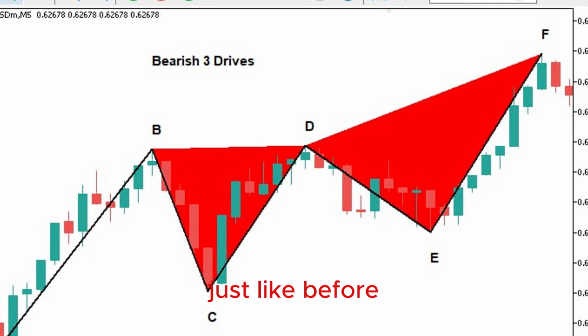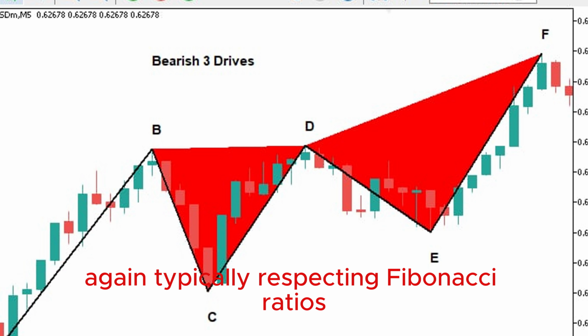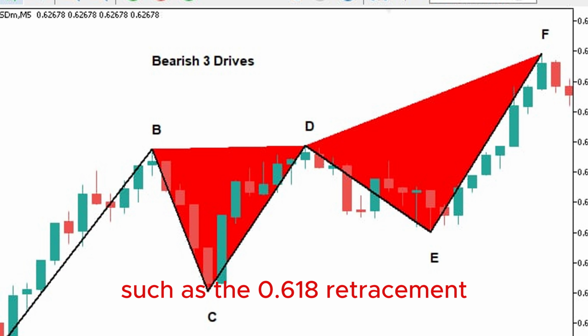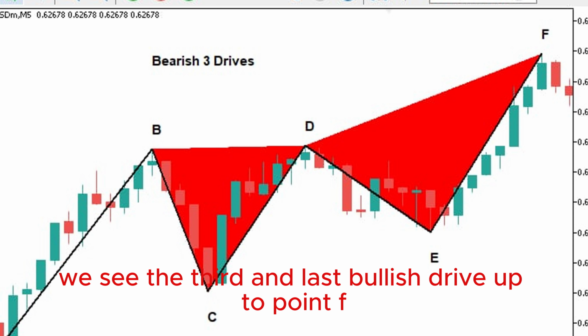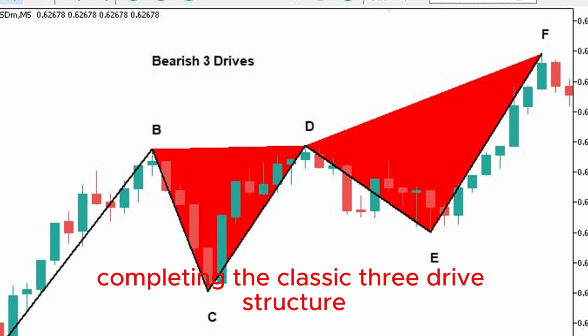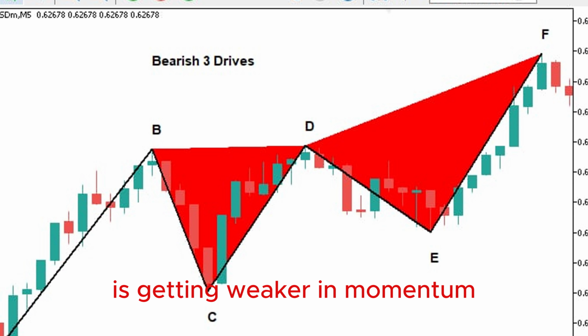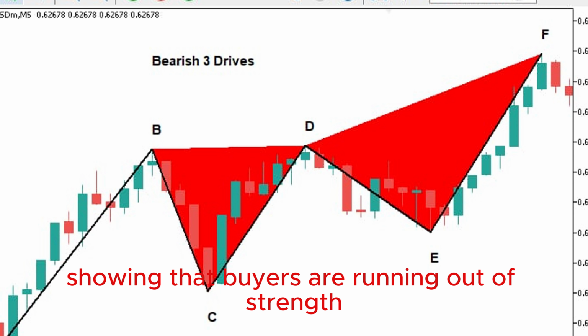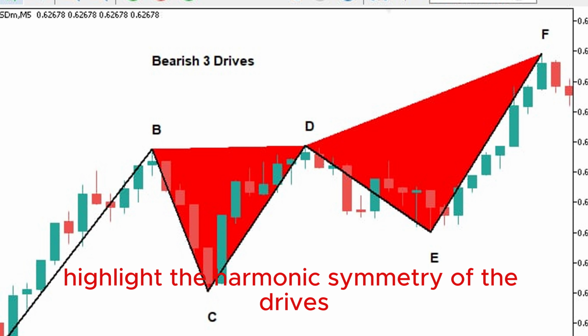Just like before, the market then retraces down to point E, again typically respecting Fibonacci ratios such as the 0.618 retracement. Finally, we see the third and last bullish drive up to point F. This leg often extends to about 1.272 of the previous retracement, completing the classic 3-drive structure. The key detail is that each upward push is getting weaker in momentum, showing that buyers are running out of strength. Now, the shaded red areas in the image highlight the harmonic symmetry of the drives.